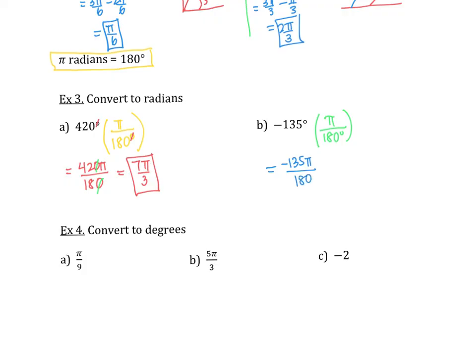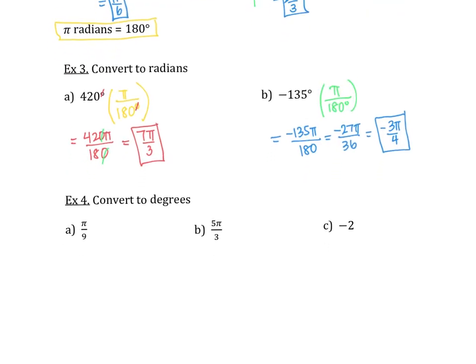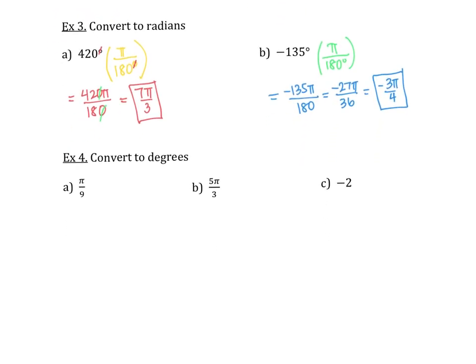Let's see, if I divide this by 5, that's still not good enough. Let's divide it by 9. Okay, that looks better. And I can also imagine the graph of negative 135 degrees. That would be in quadrant 3. And the graph of negative 3 pi over 4 would also be in quadrant 3, which helps me realize I did it correctly. Okay, the very last example is converting to degrees from radians.